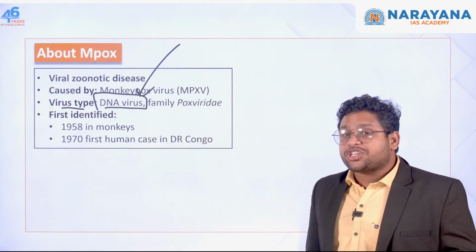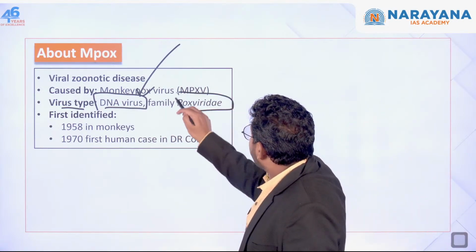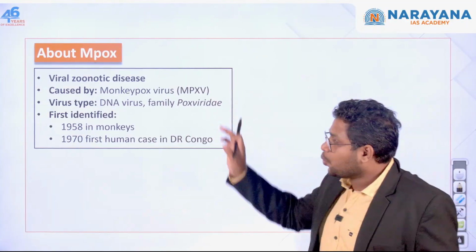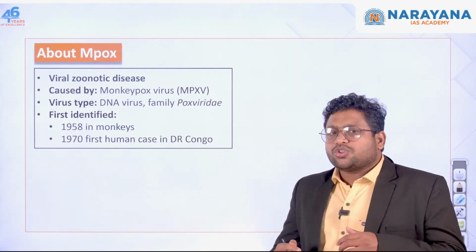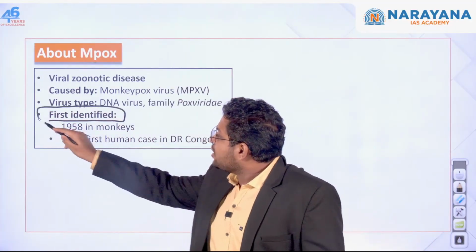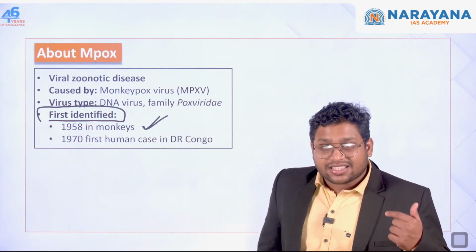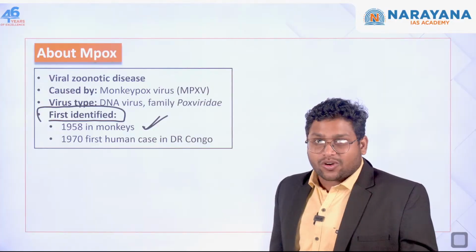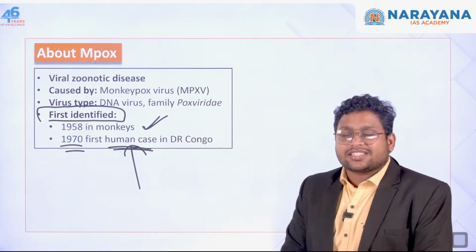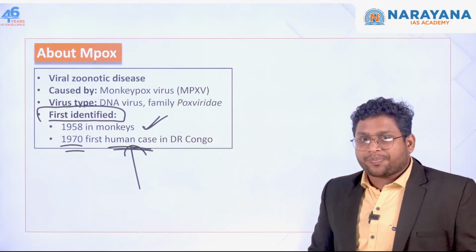And the family to which this virus, monkeypox virus, belongs is Poxviridae. Okay, this is the scientific name of this family. You should know. Now, if you check the history, for the first time, this monkeypox virus was identified in 1958 in monkeys. That's the reason we gave it the name monkeypox. And in 1970, for the first time, we saw a human case in the same country, that is the Democratic Republic of Congo. Okay.